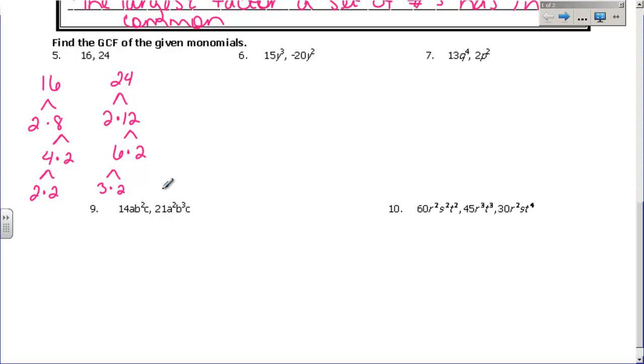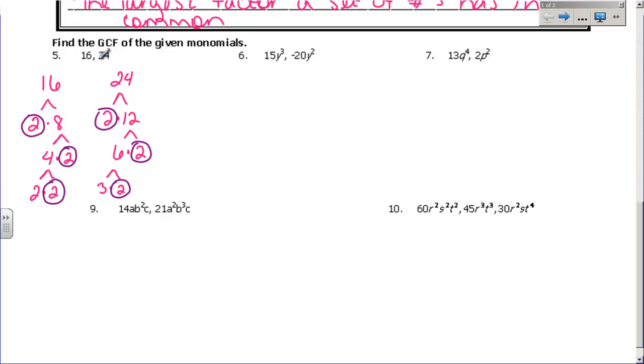Now I'm going to look and see what these 2 factor trees have in common, and I am only looking at prime numbers. So I'm looking at the numbers that do not have trees underneath them. Okay, so 16 has a 2, and so does 24. 16 has another 2, and so does 24. 16 has another 2, and so does 24. So they have 1, 2, 3 2's in common.